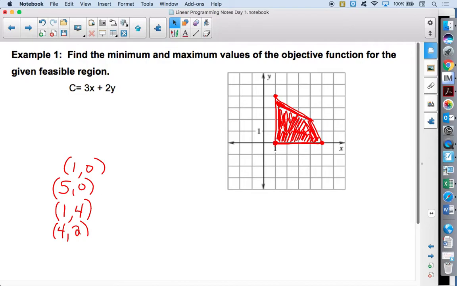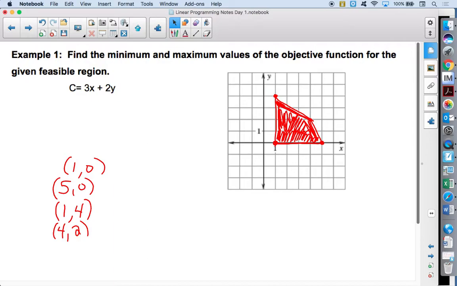So this is our feasible region. This is the solution to a system of inequalities that we would have graphed. But instead of us physically graphing it, we're just starting out with an answer. So this is like the answer to my system, the solution to the system. Our goal is to find the maximum and minimum values of the objective function.